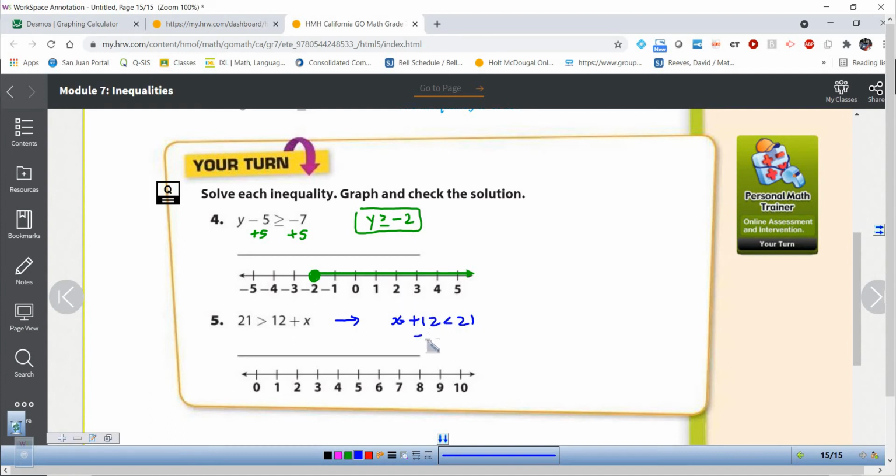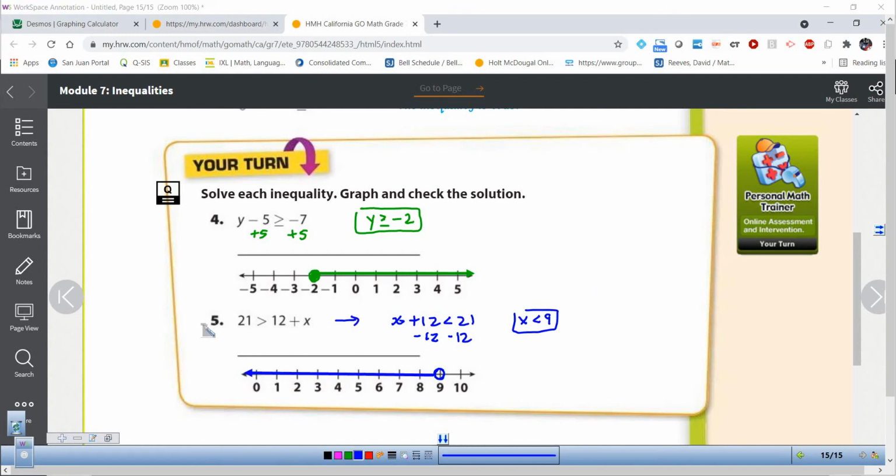So then what am I going to do? I'm going to go ahead and subtract 12. And when I do that, I get x is less than, well, 21 minus 12 is 9. So there's my solution. So I'm going to go down here to the number line. I'm going to go to 9. I'm going to put an open circle, but you'll notice it's not an equal to, so I'm not going to color it in. And where are all the values less than 9? To the left.